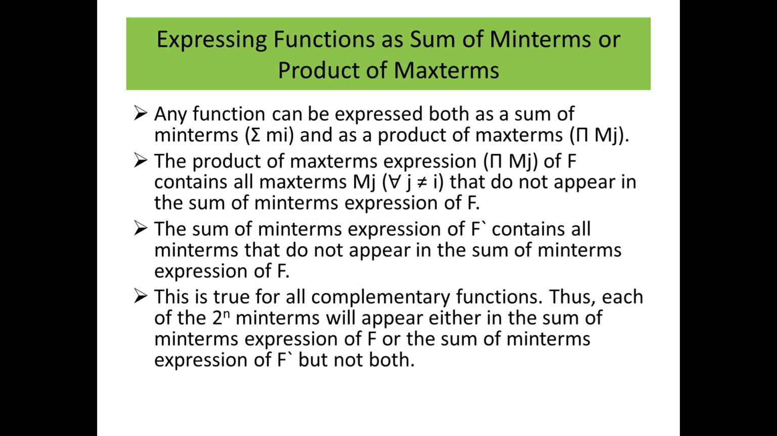Expressing functions as sum of minterms or product of maxterms. Students, minterms mean product terms. For example, if 3 input variables are there, x, y, z, then x bar y bar z bar is a minterm, and x plus y plus z is a sum term. Any function can be expressed both as a sum of minterms or a product of maxterms. The product of maxterms expression pi of Mj of f contains all the maxterms for all j not equal to i that do not appear in the sum of minterms expression of f.